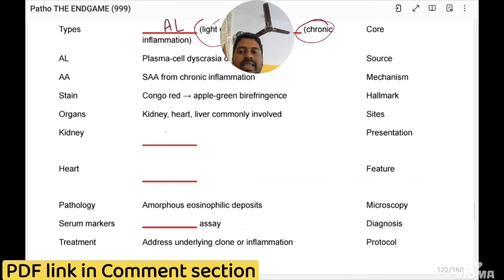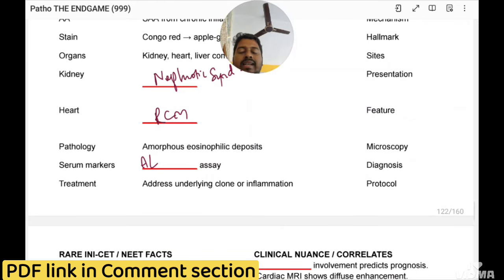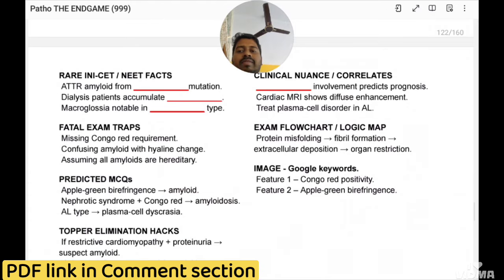Kidney, what type of presentation will you get? Nephrotic syndrome, because of proteinuria. In the heart you get restrictive cardiomyopathy. The serum marker is the serum light chain assay. ATTR amyloid is from which mutation? Transthyretin mutation. Dialysis patients accumulate which type of amyloid? Beta 2 microglobulin type of amyloid.